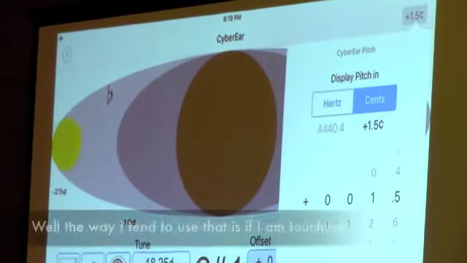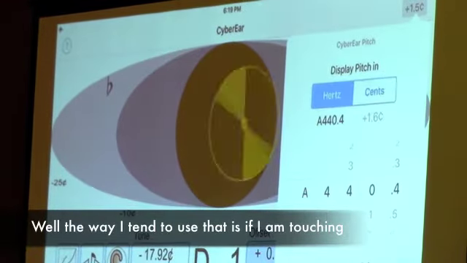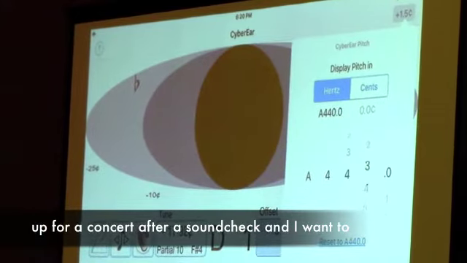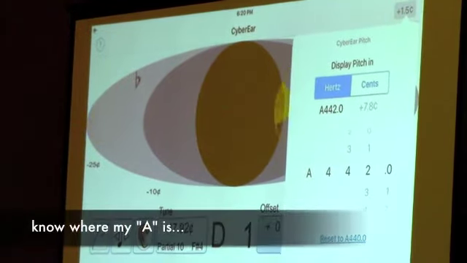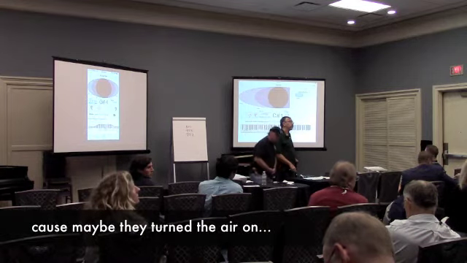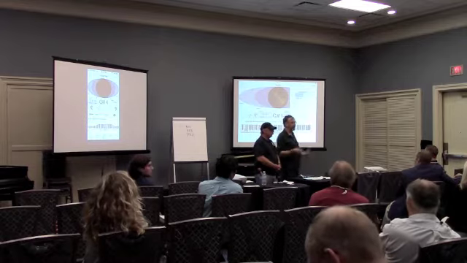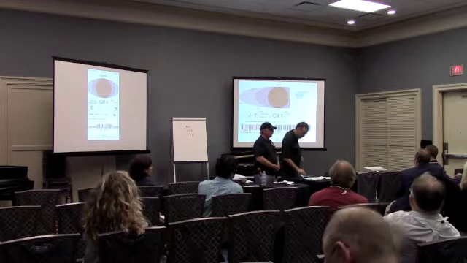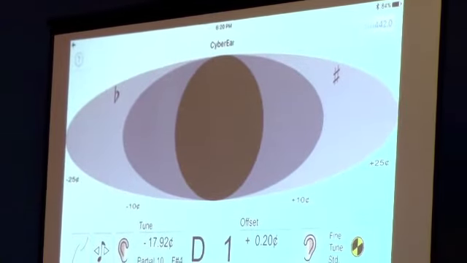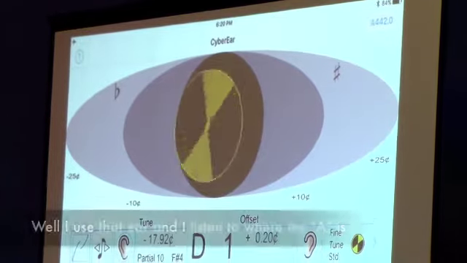That's the problem. The way that I tend to use that is if I'm touching up for a concert after a sound check, and I want to know where my A is, because maybe they turn the air on. Yeah, I do the same thing. For instance, I might set that to 442 up there, and this is how I would use it. I might want just a little more because my A is moved up, so I'm going to tweak it up 0.2 cents because that's where my A is, 0.2 or 0.3 cents.